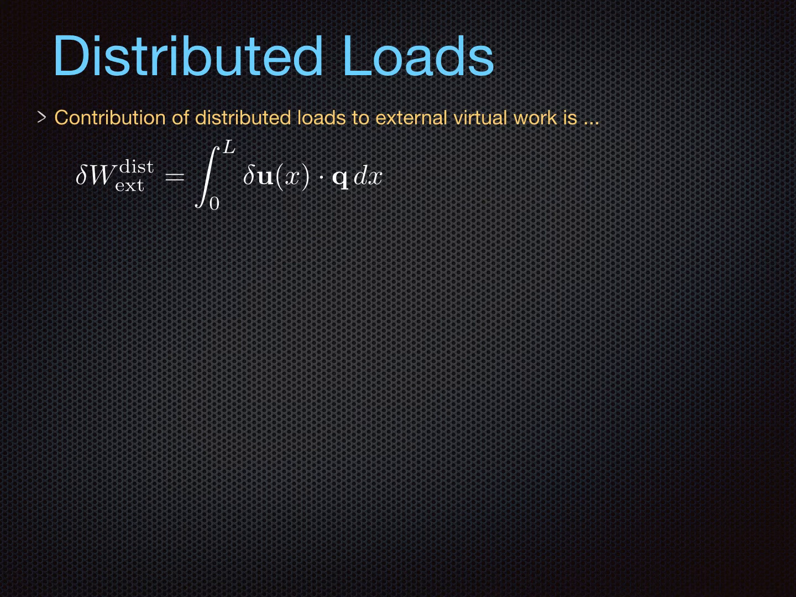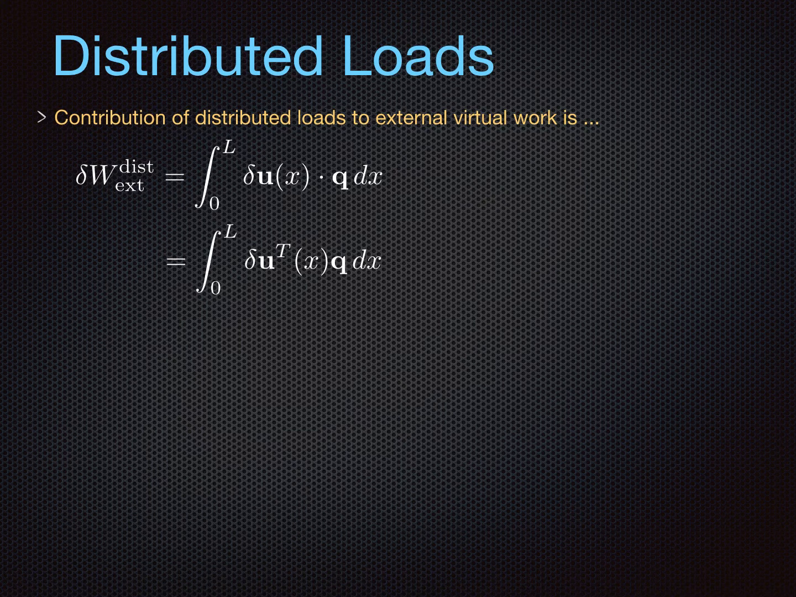All we need to do is just take the inner product of the del u vector with the Q vector that we have just defined and integrate that quantity over the entire length of our member. So that is just going to give us the entire virtual work contribution of these distributed loads, whatever their variations are along the length of the member. So Q in general could be a function of x.